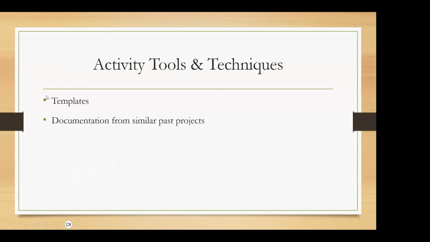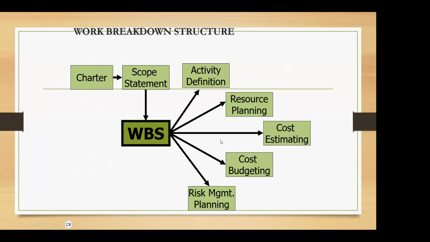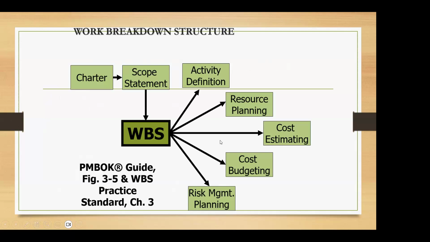So as I said, you can use templates and documentation from similar past projects when you are doing this. So your work breakdown structure, as we discussed, we start from the project charter, then we develop the scope statement, and this scope statement is what we use when we are developing the work breakdown structure, right? And this will be the input into your activity definition, your resource planning, the cost estimating, cost budgeting, as well as your risk management planning.